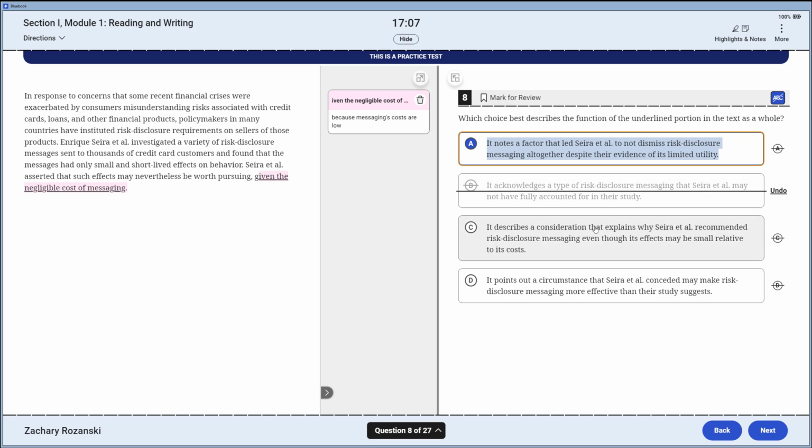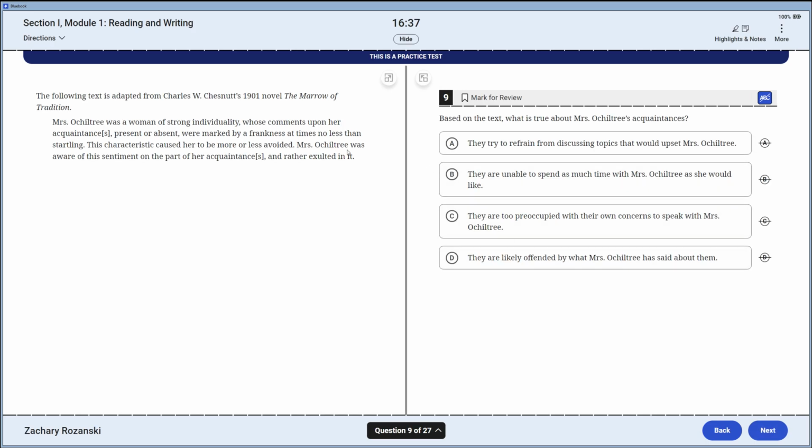It describes a consideration that explains why they recommended risk even though its effects may be small relative. No, this is the fault. It's the opposite. It is that it has small costs. It has huge benefits given the small costs. So tricky. So A and C, everybody would pick either A or C, I think, on this one, but C is flipping it. It points out circumstances that they conceded. No, they're not making a concession. B and D are on the same lens of total misinterpretation of the text.